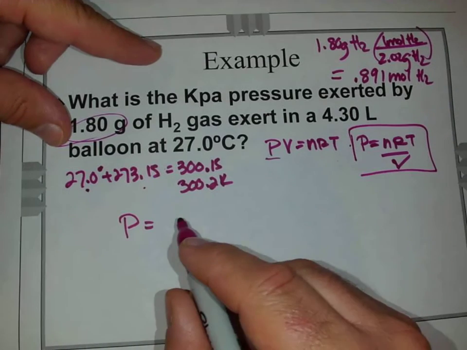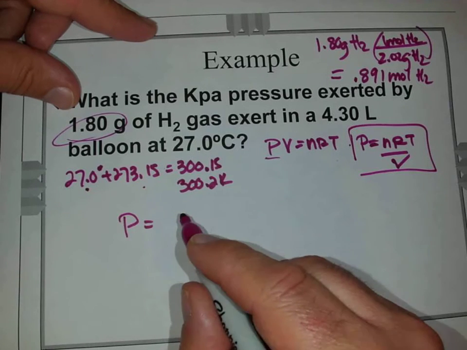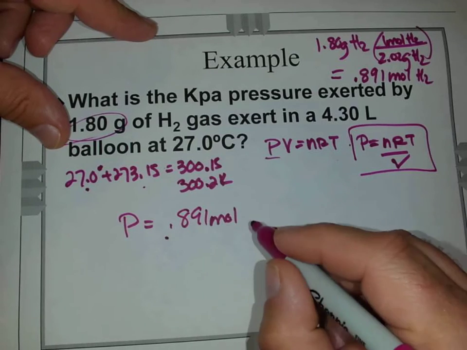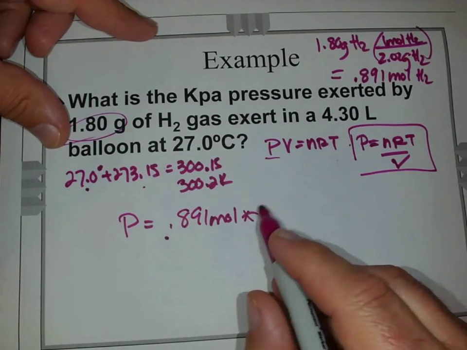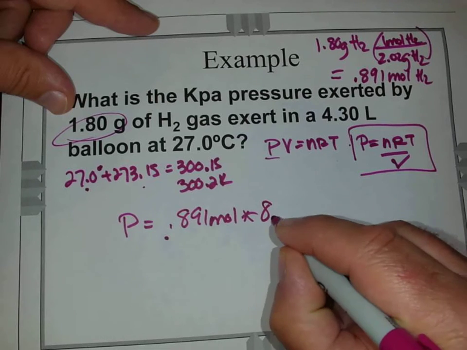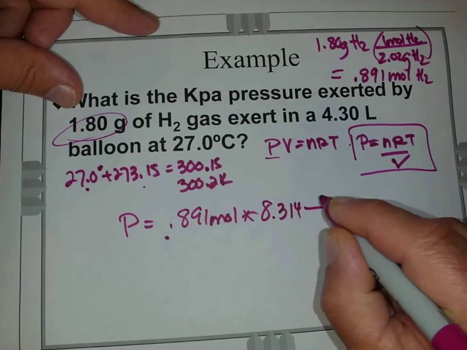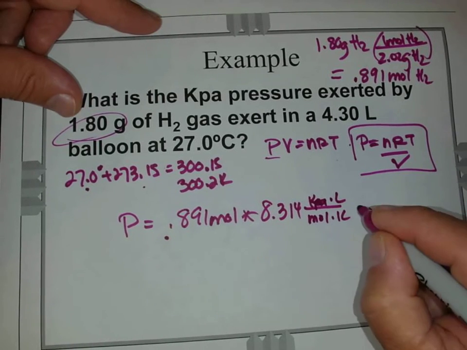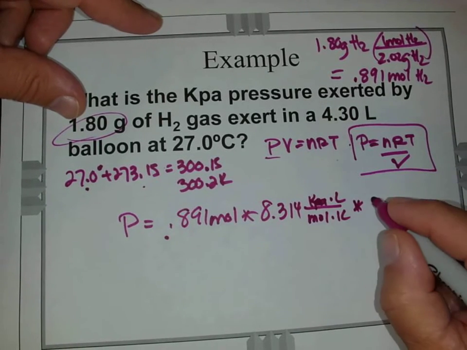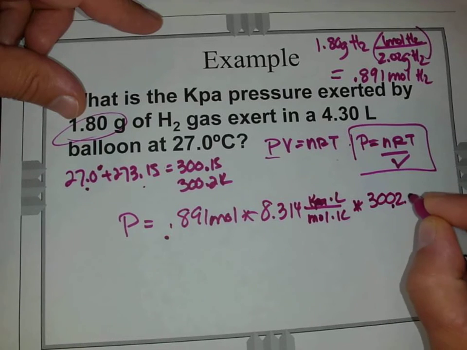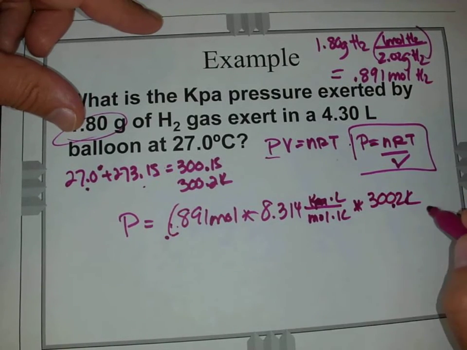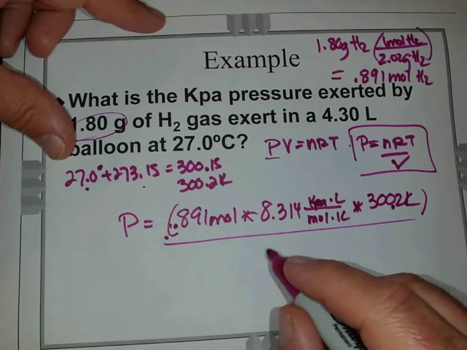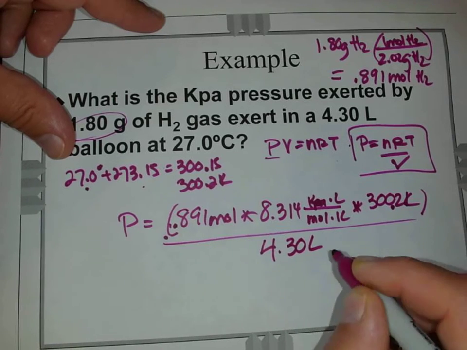So pressure, and we have the number of moles, which we said is 0.819 moles. We have R, again we're using kPa, so R is 8.314 kPa times liters over mole times Kelvin, times the temperature in Kelvin of 302.2 Kelvin. All right, multiply all that out, and then we divide by the volume, which is already in liters for us, which is nice.